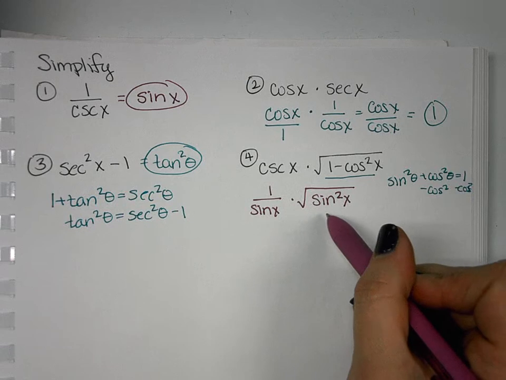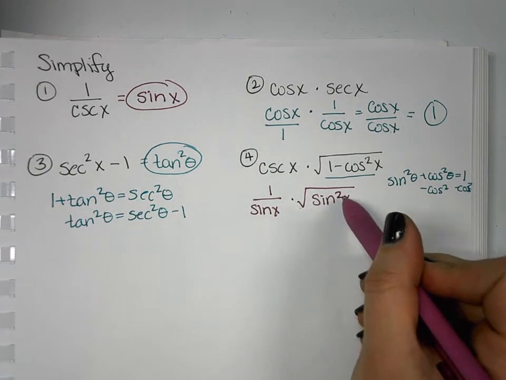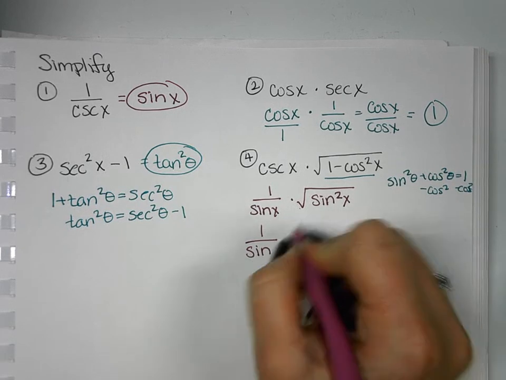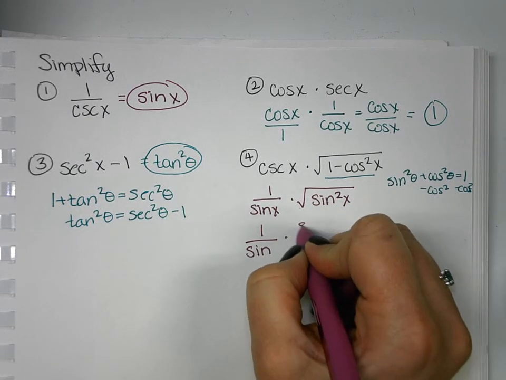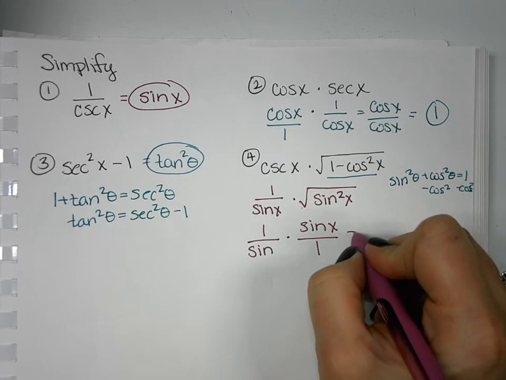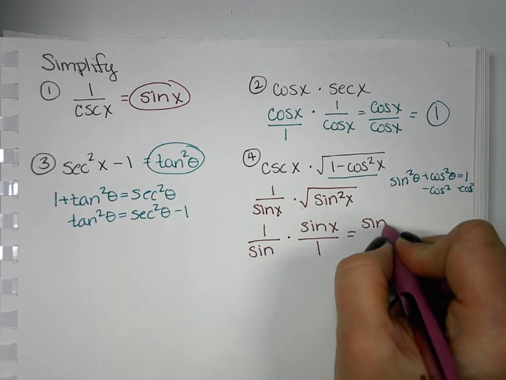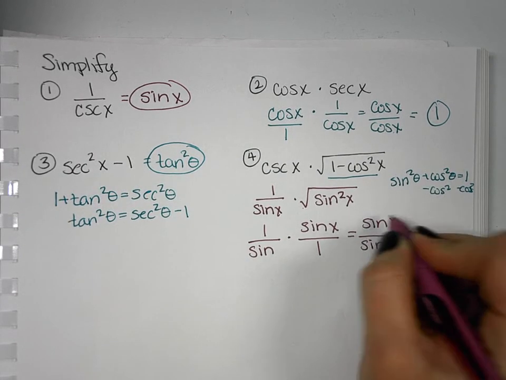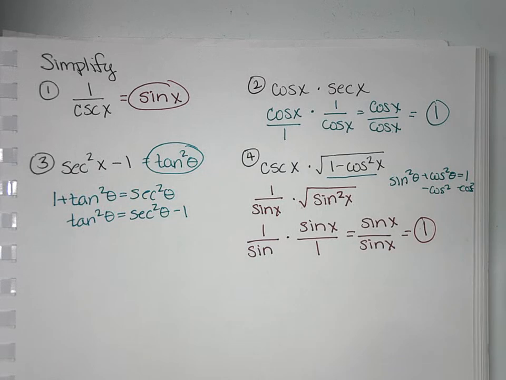So then, what's the square root of sine squared? Well, that's going to follow our same rules as before. The square root of something squared is that something. And this is over 1. So again, we can multiply across the top, multiply across the bottom. They cancel out, and your answer would just be 1.